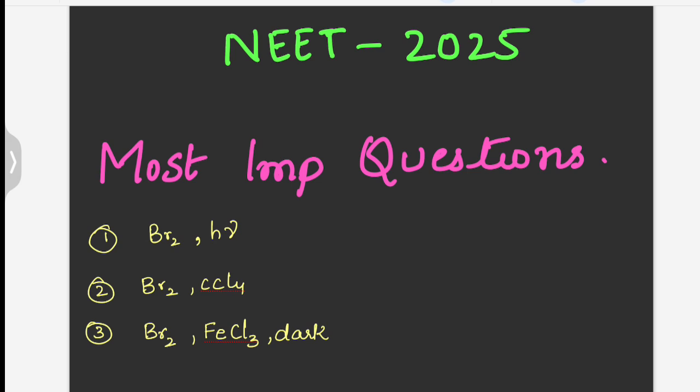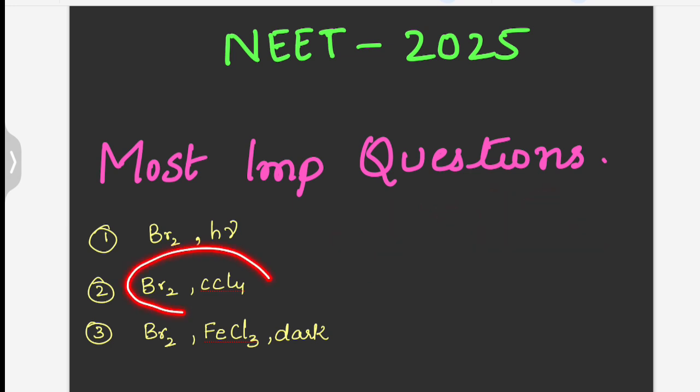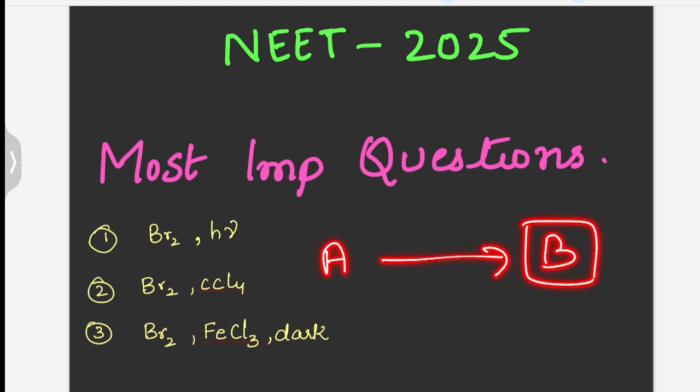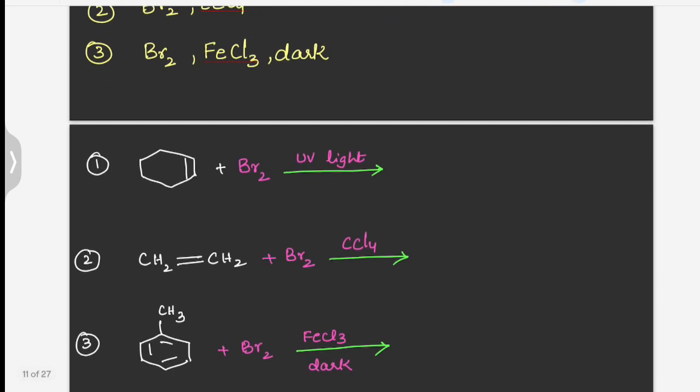Students, in this video we are going to see conversion reactions. Usually you would have seen in organic chemistry, reactions will be given like this. A is converted to B and on the arrow the reagents will be given: bromine in the presence of diffuse sunlight, or bromine in the presence of CCl4, or bromine in the presence of FeCl3 and condition is dark. Such type of question will be given and you have to find what is the product which is formed. So this is very useful in conversion reactions. So let us see here.